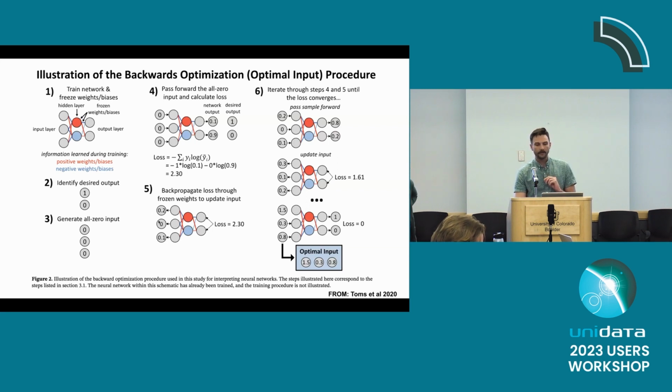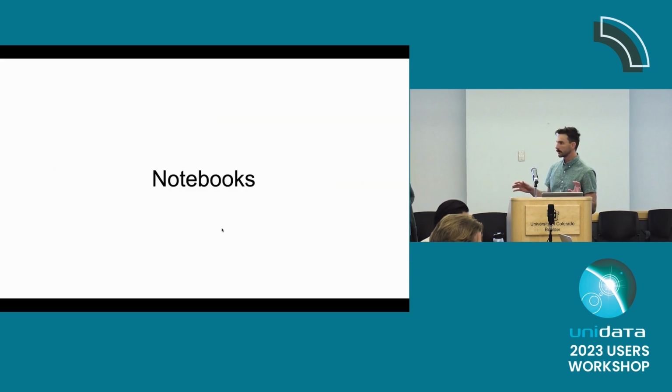And you iterate that forward and forward until the loss becomes 0, and what you've done is you've added some amount of input to your originally 0 input space, and it says the optimal input is actually this SST that we move forward with. So with that, we're going to move over to the notebooks and show you how this is done.